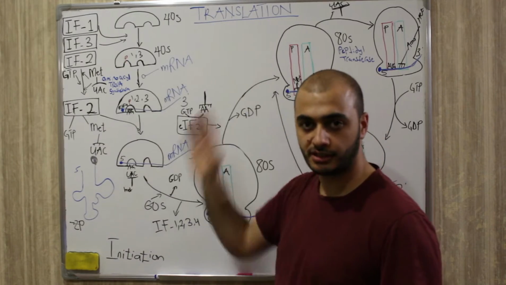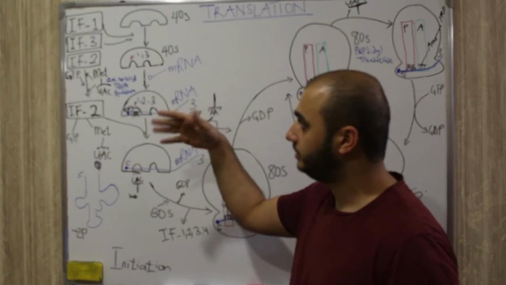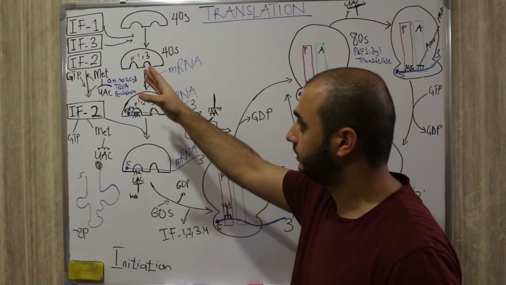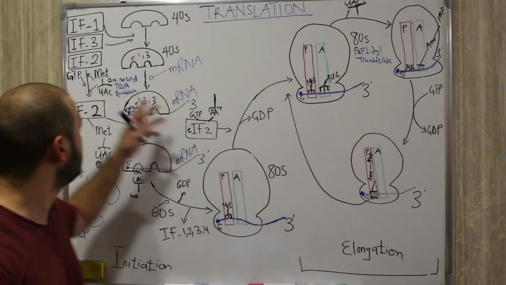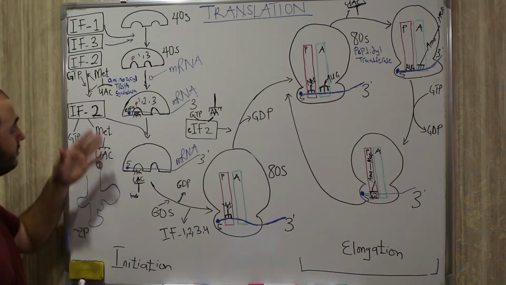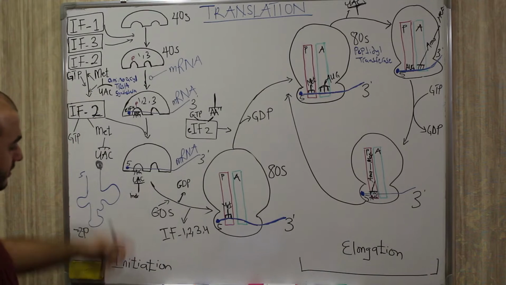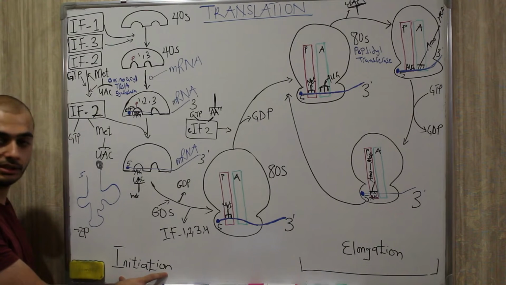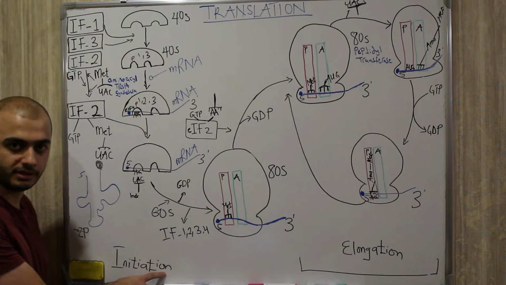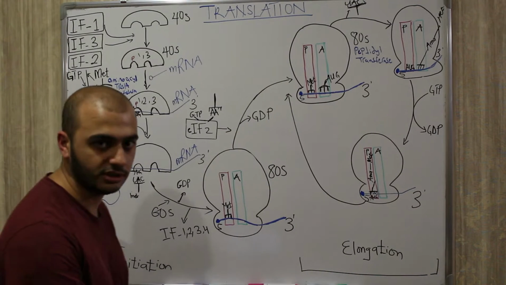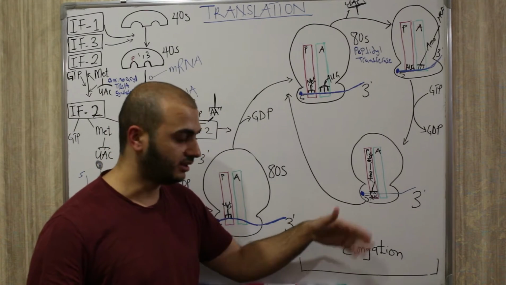So today we are starting translation and we'll be discussing translation with some details about the initiator factors. These initiator factors promote the translation and regulate it, yes? And first of all, we start with the parts of translation. Translation has three parts: initiation, elongation and termination, which is not shown here, but we will talk about it at the end of the video.